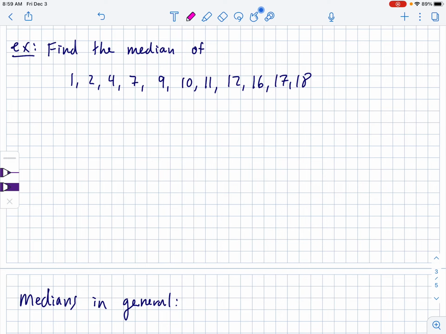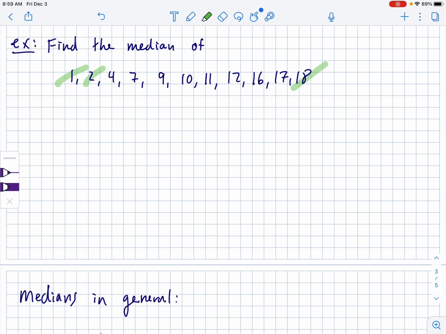I think when you were first probably trained on medians, you were told to put all the numbers in order and then cross off numbers from the left and the right in pairs. So like cross off the 1 and the 18, then the 2 and the 17, then the 4 and the 16, then the 7 and the 12 and the 9, 11, then boom, here's your median. Median is equal to 10.